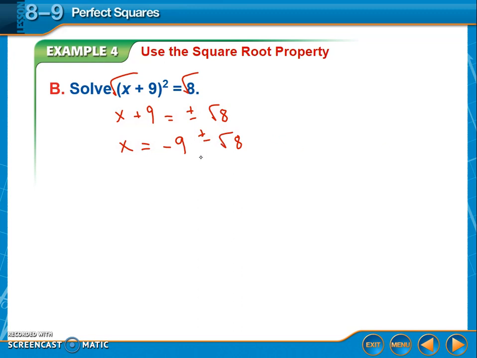And I just want to simplify the square root of 8. So the square root of 8 is the same thing as the square root of 4 times 2. And that's the same thing as the square root of 4 times the square root of 2. So you could apply the square root to both parts and get 2 square root 2. So I'm just going to say my final answer equals x equals negative 9 plus or minus 2 square root 2. And I'm just going to leave my answer like that.